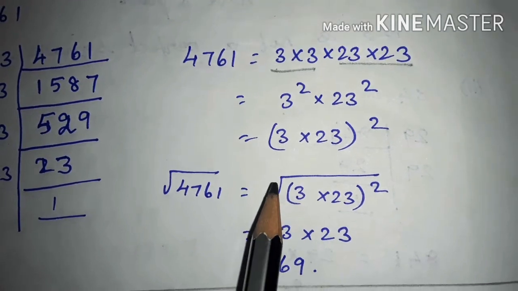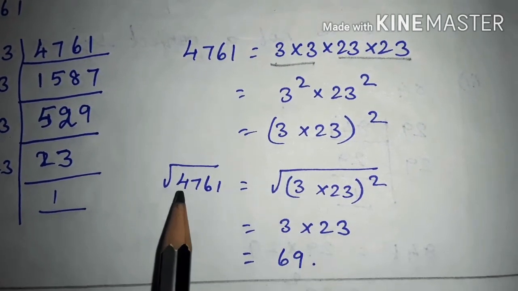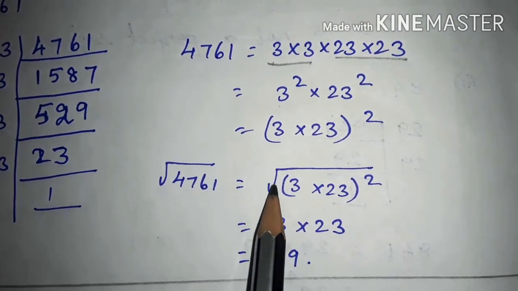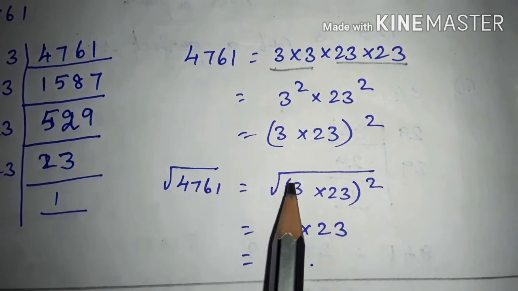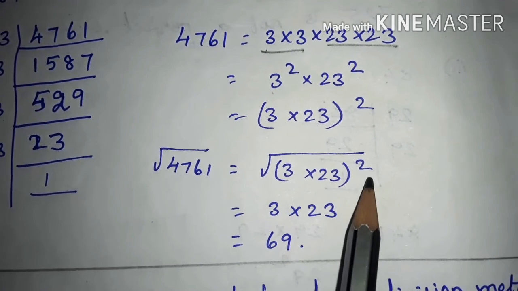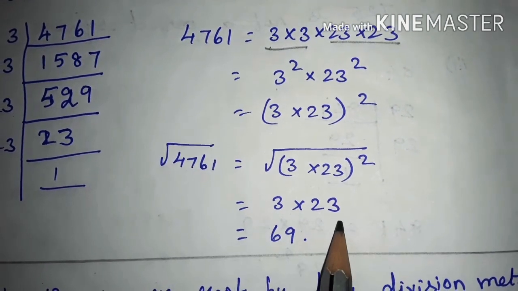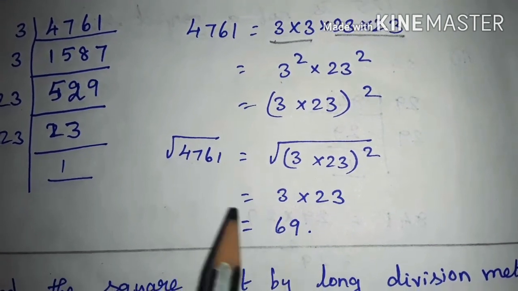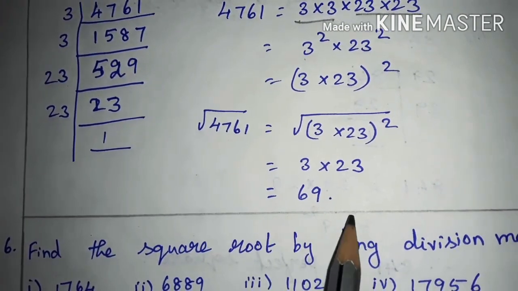After this, we are going to find out the square root. For that, we are taking the square root on both the sides. That is, square root of 4761 is equal to square root of (3 into 23) the whole square. When you remove the square root, the square is also removed, leaving the number 3 into 23. Then multiply it and write the answer as 69. That is, the square root of 4761 is 69.